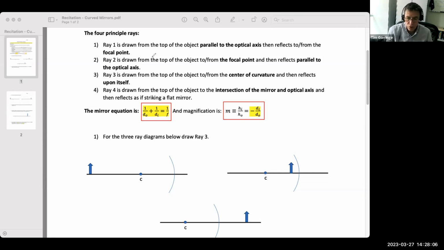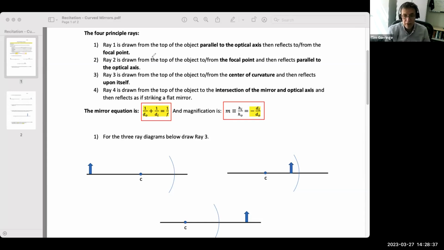The other rays that you can draw, the simplest one I think, is one that involves the radius of curvature. You head in through the radius of curvature, you head out through the radius of curvature. Or sometimes you head in towards the radius of curvature and you head out as if you're coming from the radius of curvature. But it all involves the radius of curvature. In that case, the ray in and the ray out are along the same path, just in opposite directions.